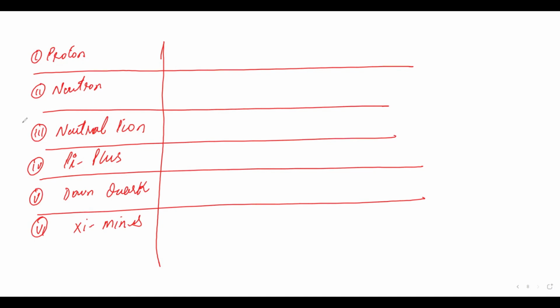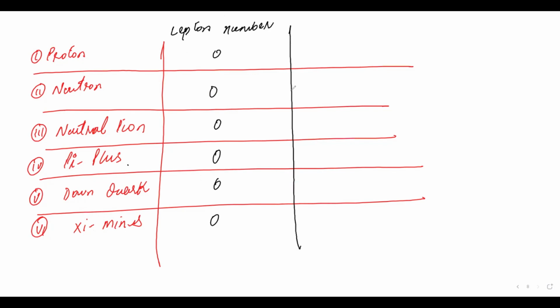If you're talking about the lepton number of all these, the proton, neutron, neutral pion, pi plus, down quark, and Z minus, they would all have a lepton number of 0. That is how you talk about the lepton number. But apart from the lepton number, the next important thing is the baryon number.